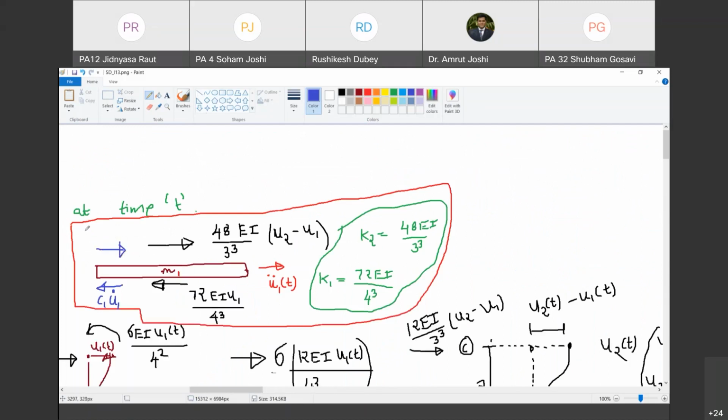Okay. So therefore यहाँ पे जो force दिखाना पड़ेगा, I will have to show it towards right with the magnitude. क्या लिखो magnitude? It is C2 multiplied by u2 dot minus u1 dot. Are you with me? Yes, sir.